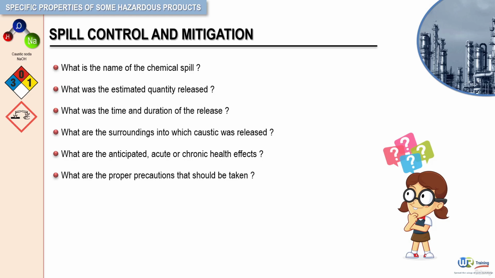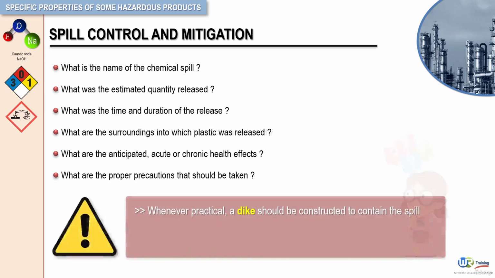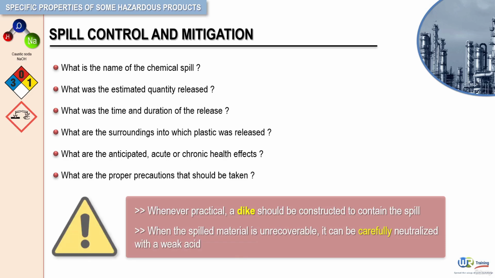Keep in mind, containment of a leak is extremely important. So, whenever practical, a dike should be constructed to contain the spill. When the spilled material is unrecoverable, it can be carefully neutralized with a weak acid, such as acetic acid. Caustic should never be flushed to a sanitary sewer or other outlet which connects to waterways or uncontrolled runoff streams. Here, cleanup and waste disposal must conform to applicable permits as well as to current hazardous waste regulations.